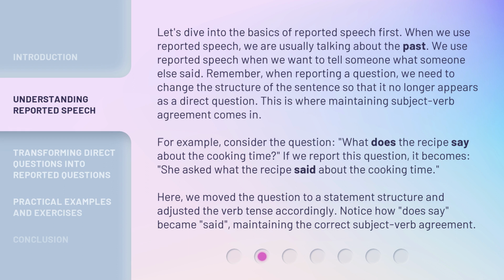For example, consider the question, what does the recipe say about the cooking time? If we report this question, it becomes, she asked what the recipe said about the cooking time. Here, we moved the question to a statement structure and adjusted the verb tense accordingly. Notice how does say became said, maintaining the correct subject-verb agreement.